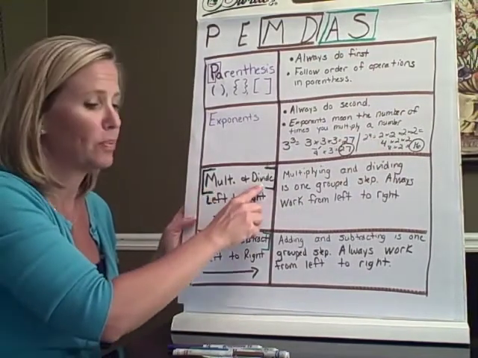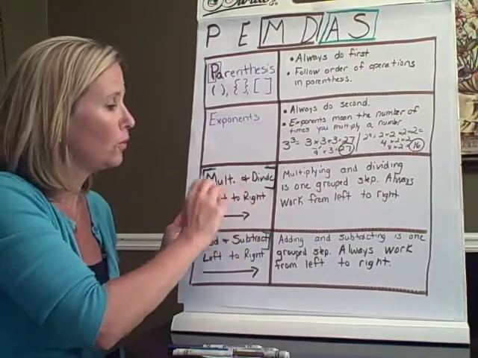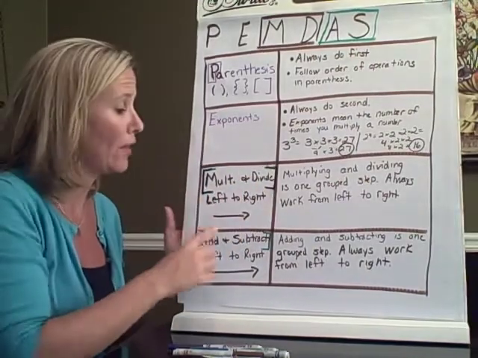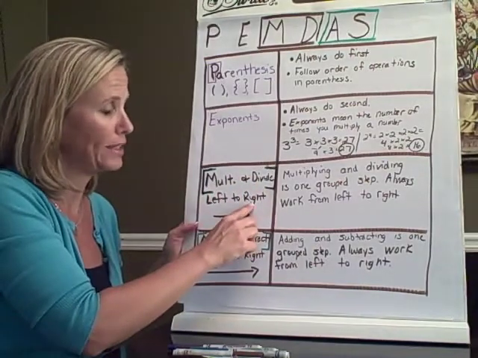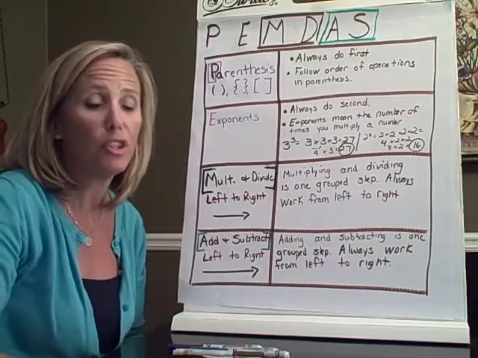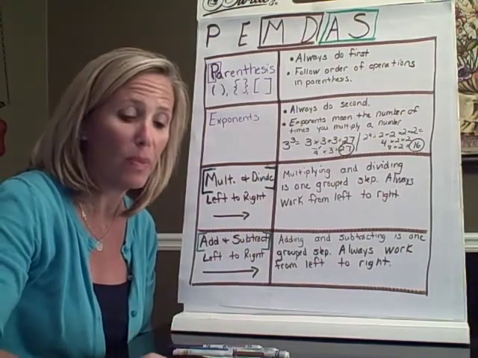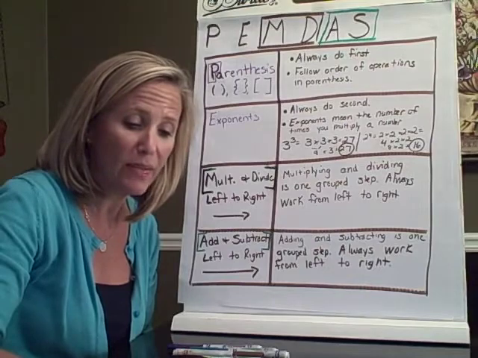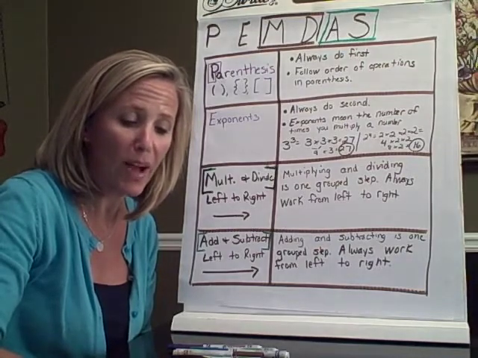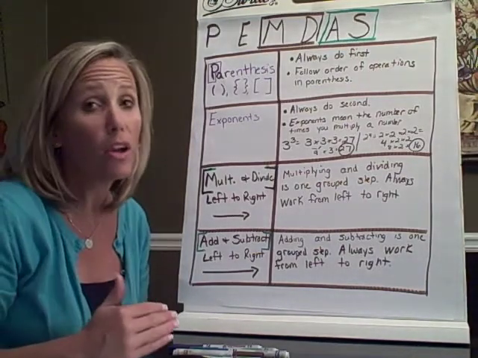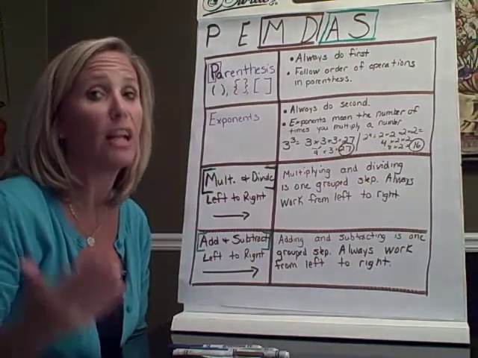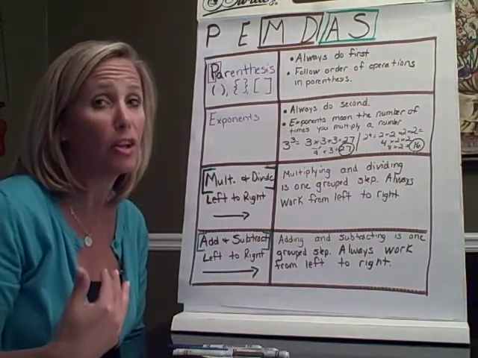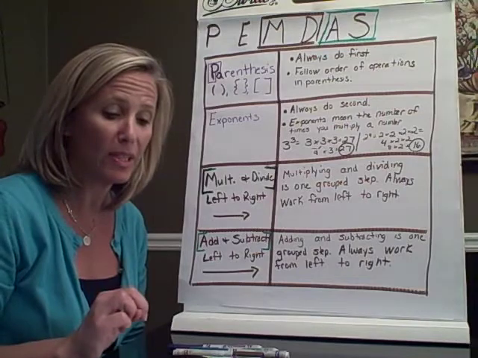The next step is multiplication and division. They're bracketed because you work them together, and you always work them left to right. If you look at your notes, I do have an example, so follow along with me. It says 27 divided by 3 times 4 divided by 6. You don't work all your division and then all your multiplication, and you don't work all your multiplication and then all your division. You do them as one step together.